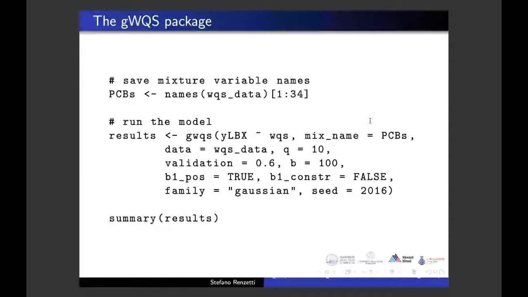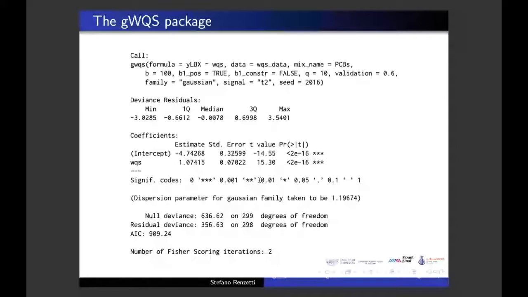And because WQS provides a unidirectional evaluation of mixture effects, we first examined the weights derived from bootstrap models where beta 1 was positive. In fact, we set b1_pos equal to TRUE. We can also choose to constrain the beta 1 to be positive. However, in this example, we did not constrain the beta 1 to be positive, and we set b1_constr equal to FALSE, and then we chose a Gaussian family, and we fixed a seed for reproducible results. Through the command summary, we can get a standard output that we usually have using a GLM model. From the output, we can see that there is a positive significant association between the WQS index and the outcome.